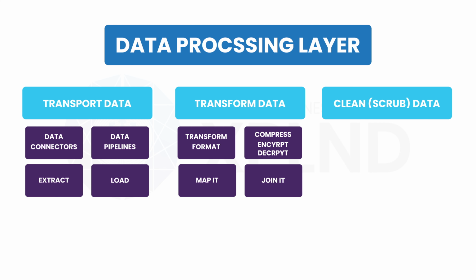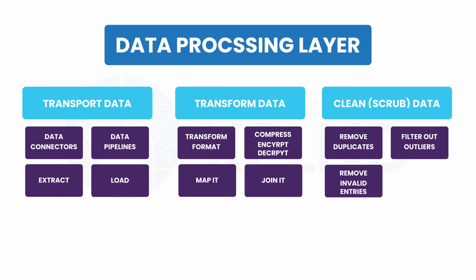When you're transforming, you might be transforming the format, you might be compressing it, you might be encrypting it, decrypting it, mapping it to other data, joining it to other data. When you're cleaning it, you might be removing duplicates, filtering out outliers, removing invalid entries. So all of that usually needs to happen before you store it. When we talk about data storage, I'll talk about an exception to that rule.